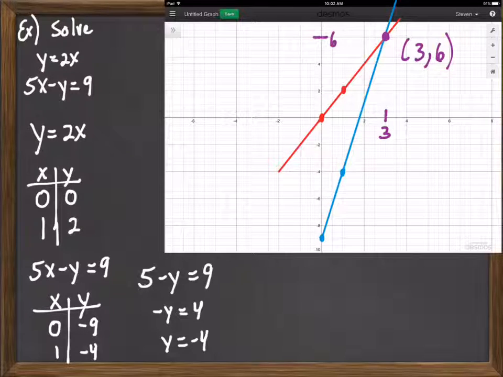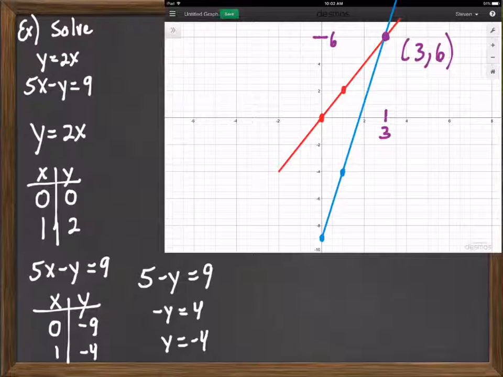Go back to your two equations, plug 3 in for x and 6 in for y. You'll see that it works for both of them. y equals 2 times x. Well, 6 is equal to 2 times 3. If you go into the second equation, 5x minus y equals 9. Put 3 in for x. You'd have 5 times 3 is 15. Minus y, which is 6. 15 minus 6 is equal to 9. And so that is the solution.